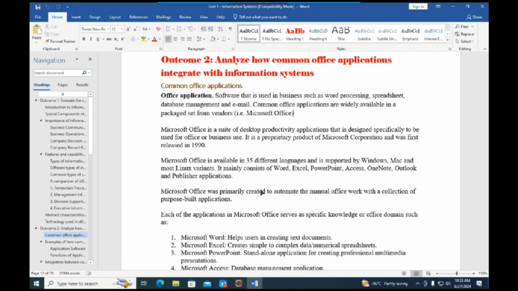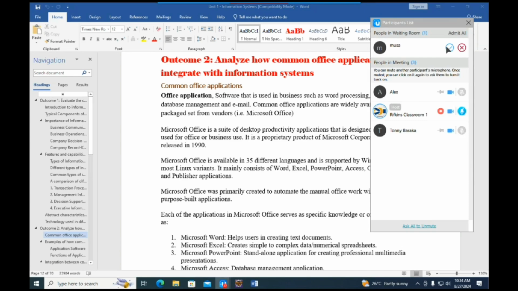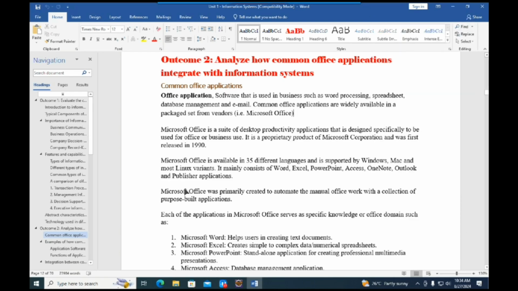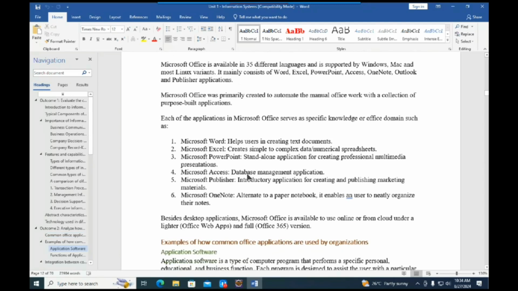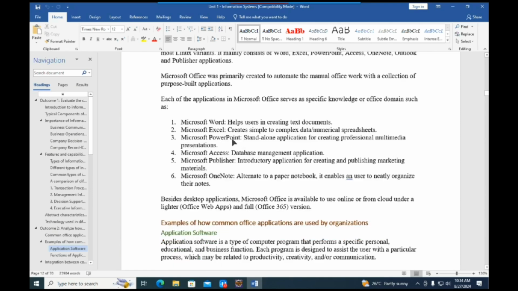For those who did computer packages or computer operations, you know that Microsoft Office is made up of Word, Excel, PowerPoint, Access, OneNote, Outlook, and even Publisher. Again, what you need to understand is that its creation was majorly to turn manual office work into built-in applications. Each of the applications in the package serves a specific purpose. For example, Microsoft OneNote is an alternative to the paper notebook we used to have, and it enables us to organize our notes. Microsoft Access is for database management.